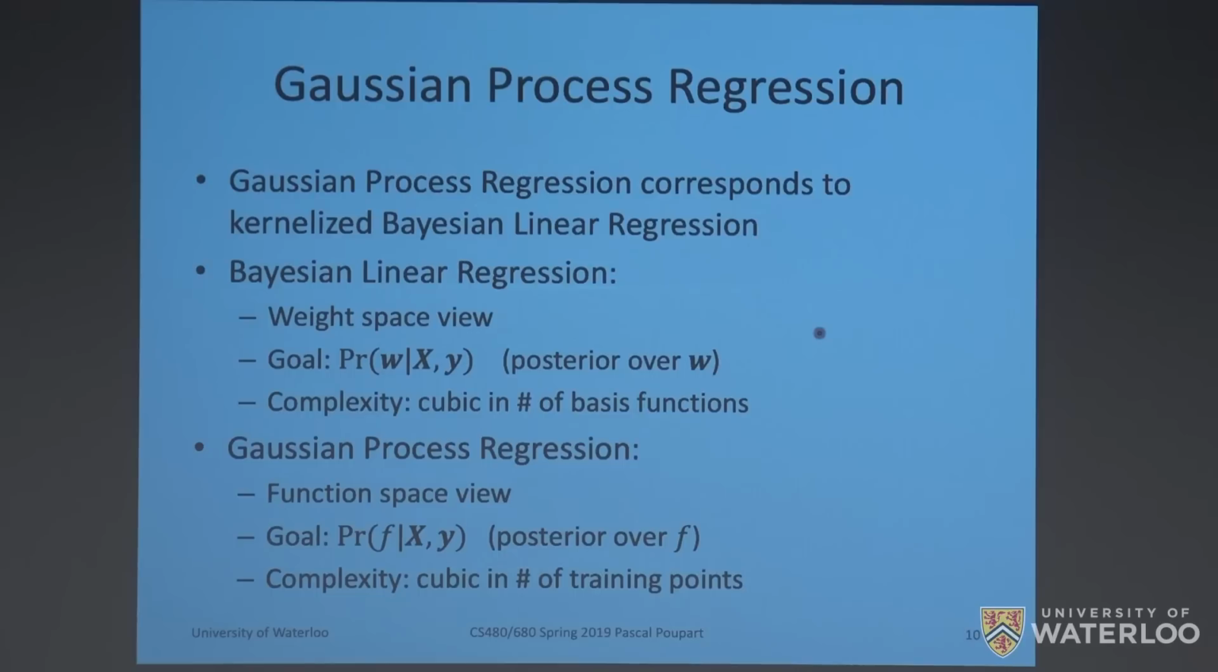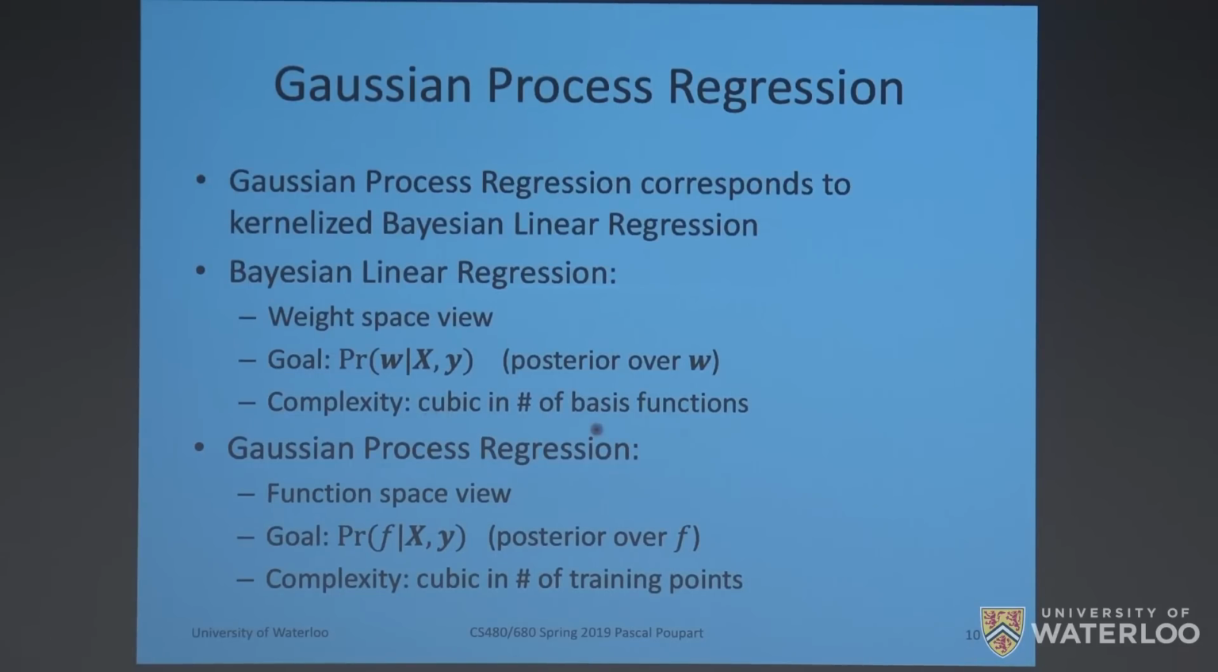Okay, so now let's see how we can do regression with a Gaussian process. Regression with a Gaussian process corresponds to doing essentially Bayesian linear regression with a kernel. If we do Bayesian linear regression in the weight space view, then the goal is to compute the posterior, which is a probability of W given the data. We saw a few lectures ago that when we did that, the complexity would be cubic in the dimensionality of our data.